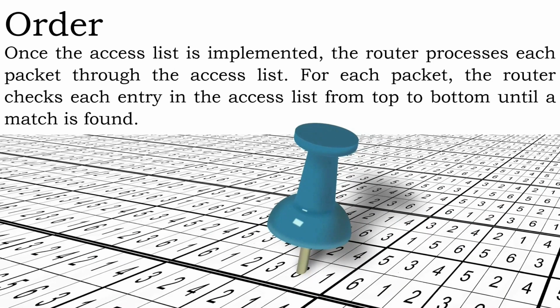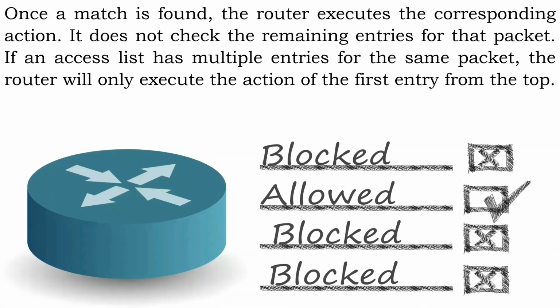Order. Once the access list is implemented, the router processes each packet through the access list. For each packet, the router checks each entry in the access list from top to bottom until a match is found. Once a match is found, the router executes the corresponding action. It does not check the remaining entries for that packet. If an access list has multiple entries for the same packet, the router will only execute the action of the first entry from the top.